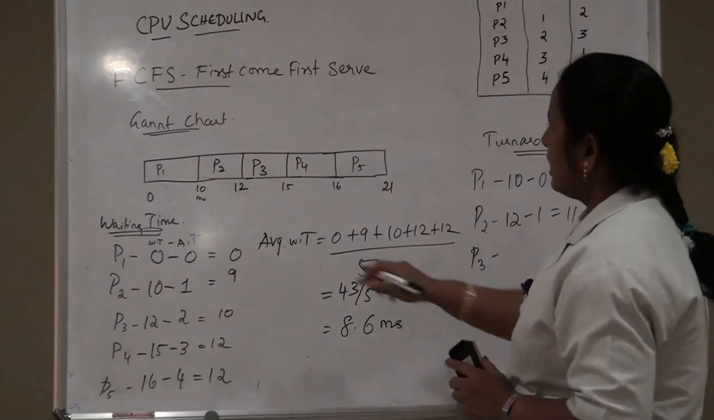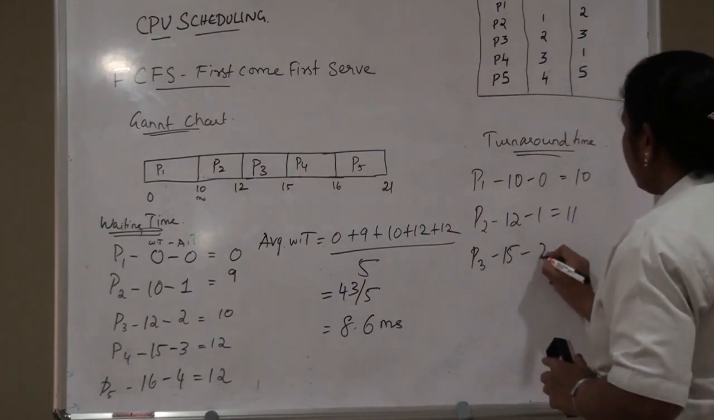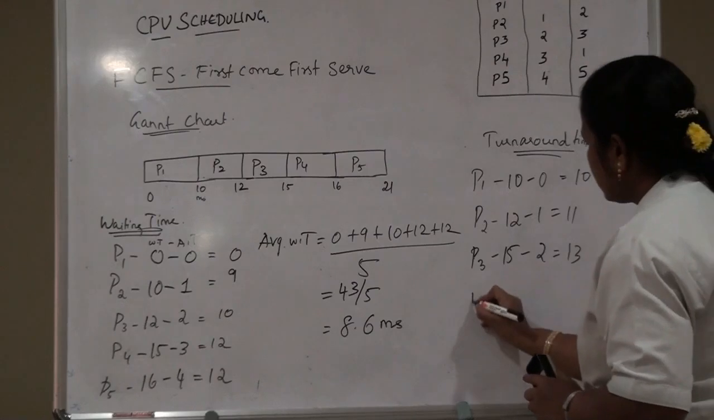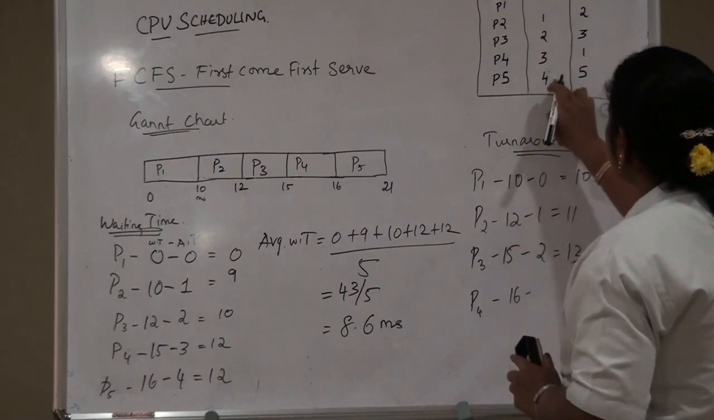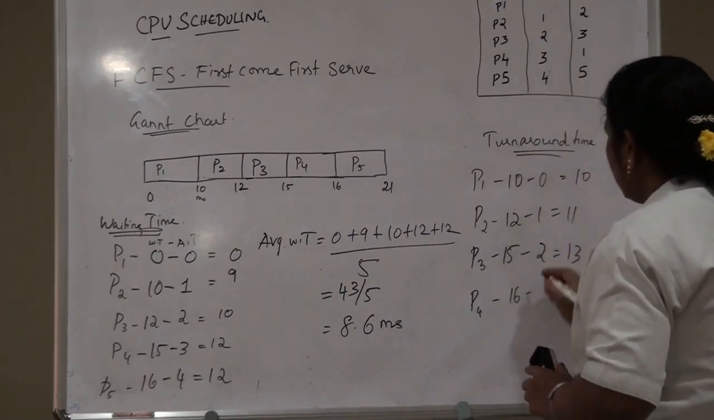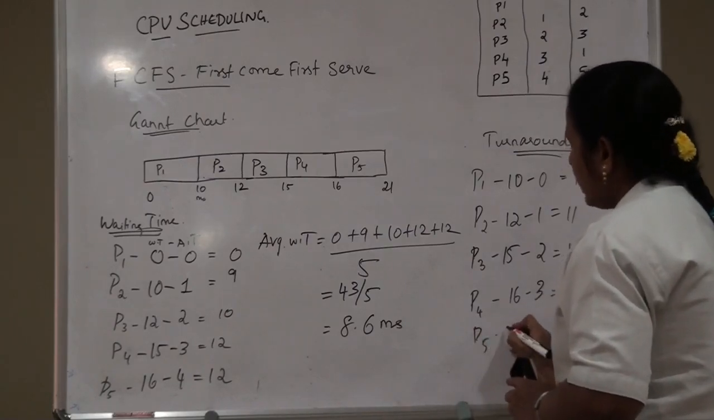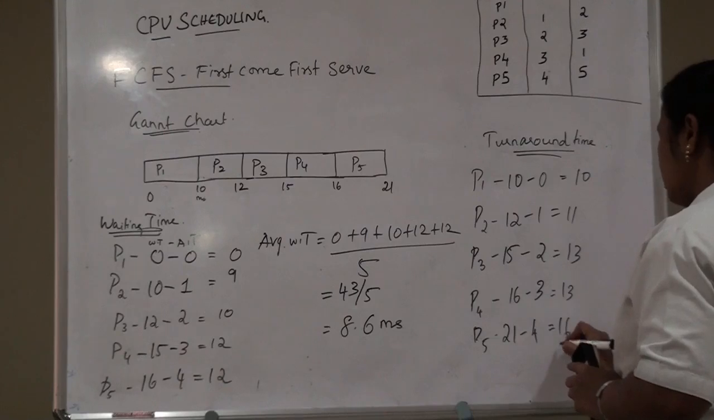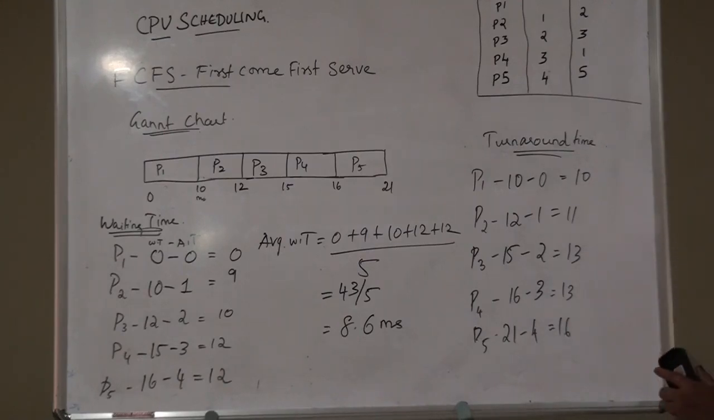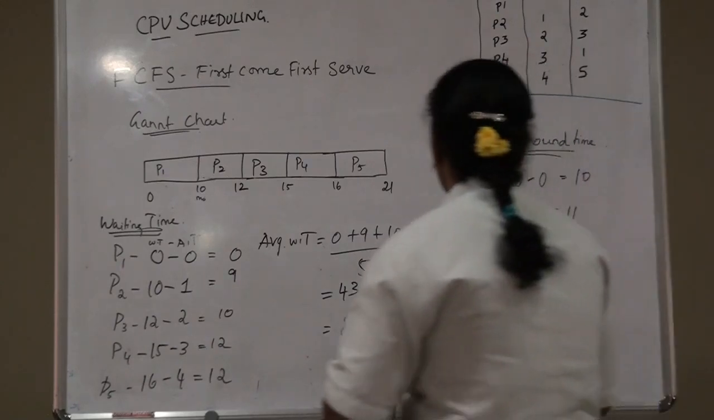Next is P3. P3's completion is 15, minus arrival time 2, so 13. P4's completion is 16 minus 3, so 13. Next is P5, 21 minus 4. It is 17. So here the turnaround time, when you consider the arrival time, you subtract it. Now again you have to find the average of these.